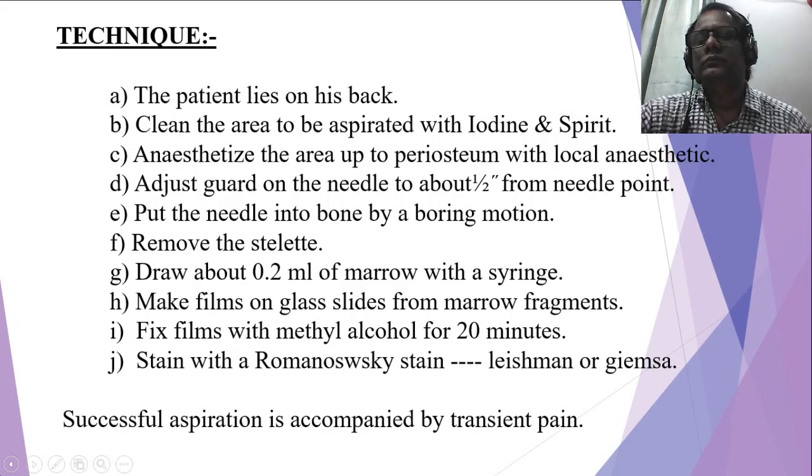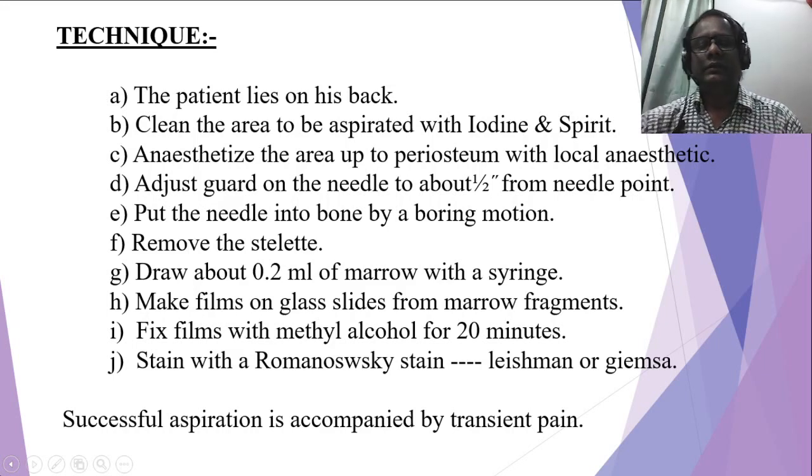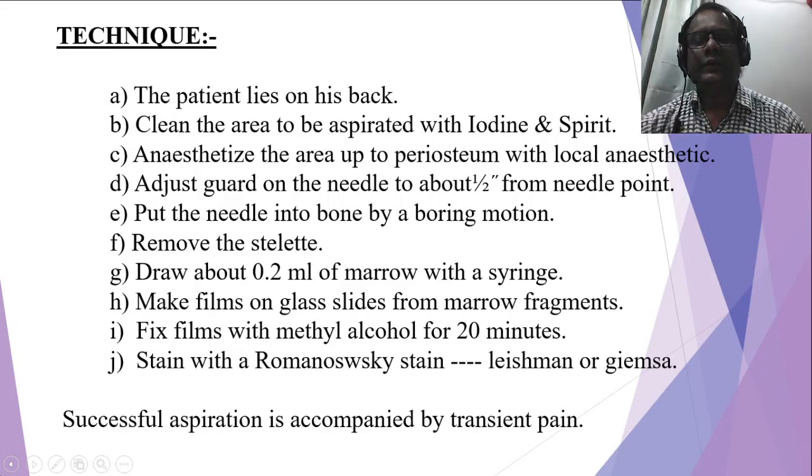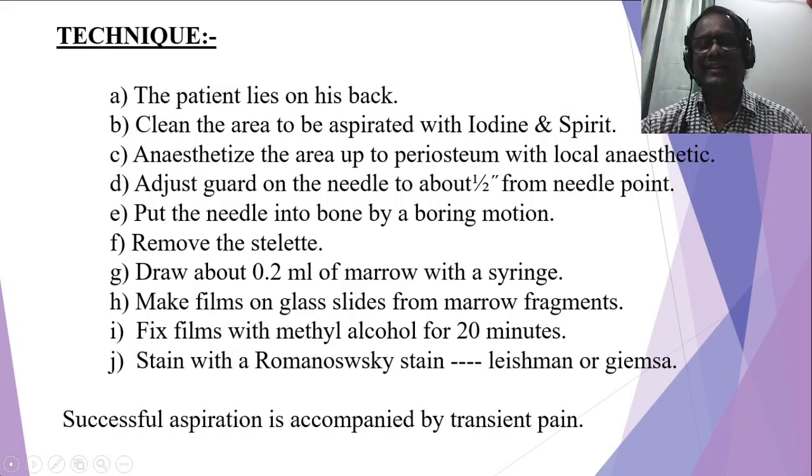Technique: how you will collect the bone marrow. First, the patient lies on the bed. Clean the area to be aspirated with iodine and spirit. Anesthetize the local area up to the periosteum with local anesthetic drug. Adjust the guard on the needle about half inch from the needle point. Put the needle into the bone by boring motion. Remove the stylet. Draw about 0.2 ml of marrow with a syringe.